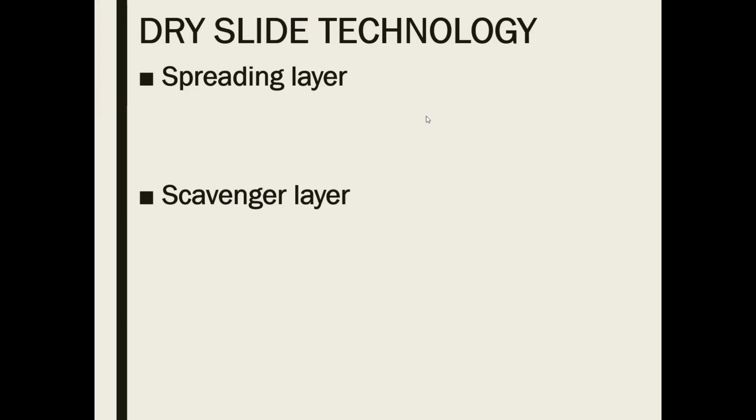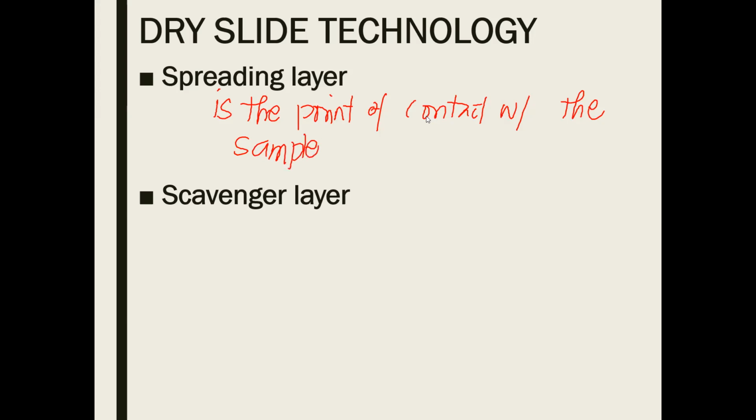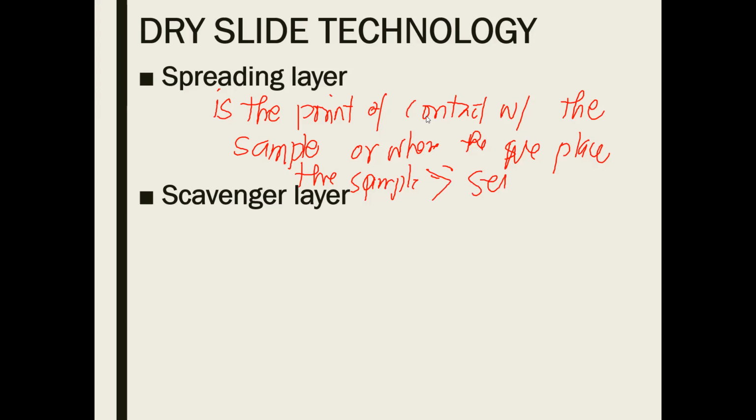Kapag po sinabi nating spreading layer, it is the point of contact with the sample, okay, or where we place the sample. And usually, this sample that we are referring is your serum. Again, the spreading layer is the point of contact with the sample or where we place the sample, and this sample is what we call the serum.